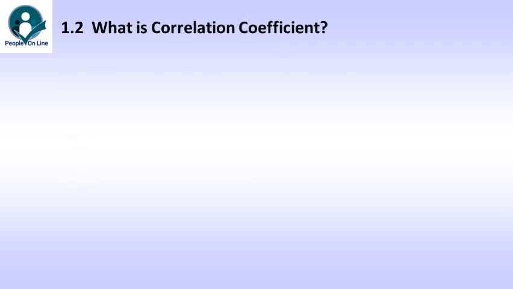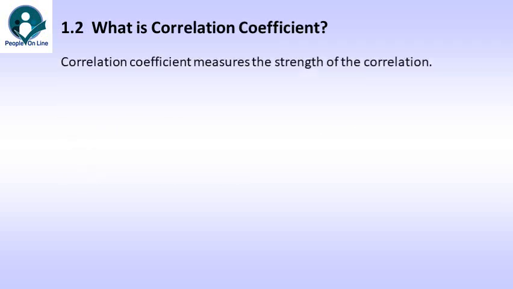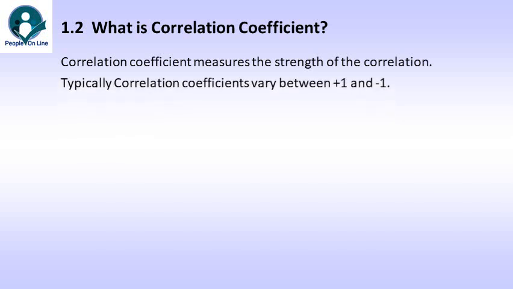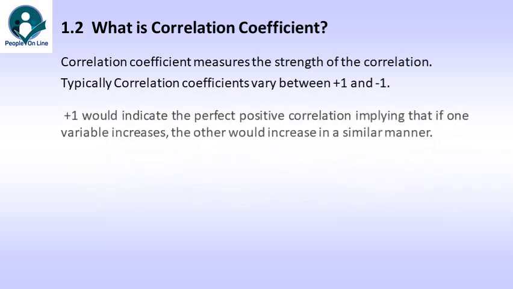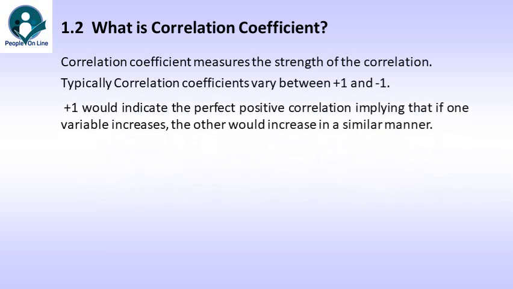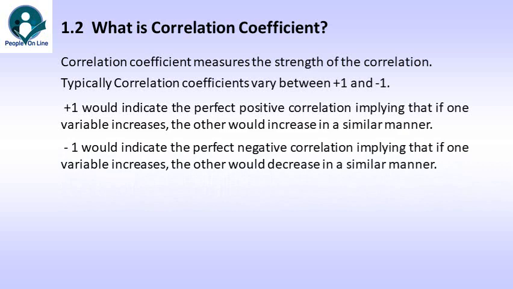What is correlation coefficient? Correlation coefficient measures the strength of the correlation. Typically, correlation coefficients vary between +1 and -1. +1 would indicate the perfect positive correlation, implying that if one variable increases, the other would increase in a similar manner. -1 would indicate the perfect negative correlation, implying that if one variable increases, the other would decrease in a similar manner.